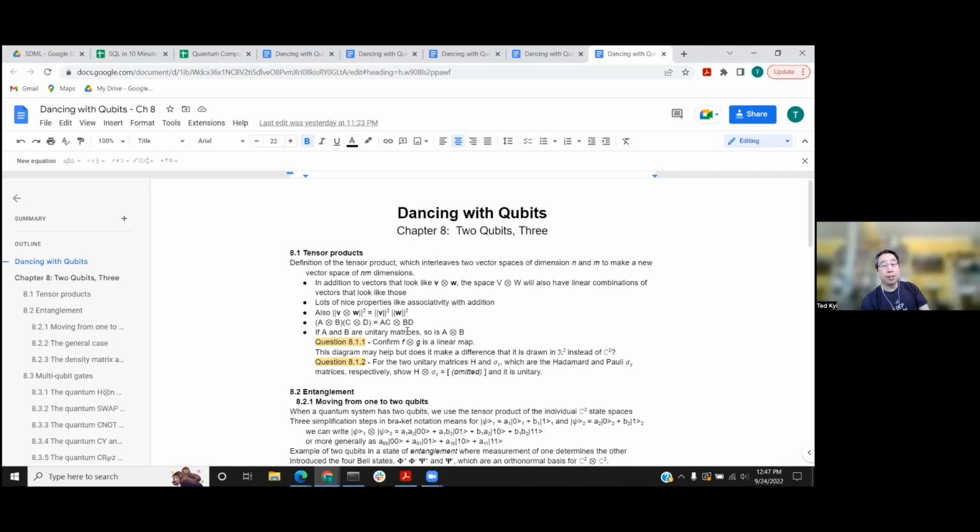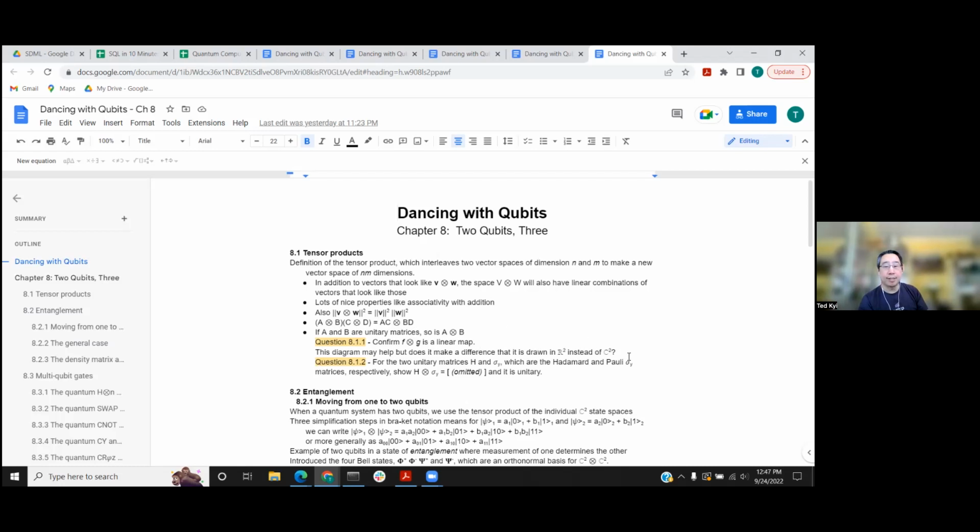If A and B are unitary matrices, then A tensor B is also unitary. This is going to be important because we're going to do composition of single qubit gates, and we want this composition to be basically a multi qubit gate, and of course it has to be unitary. So good thing there, good sanity check.